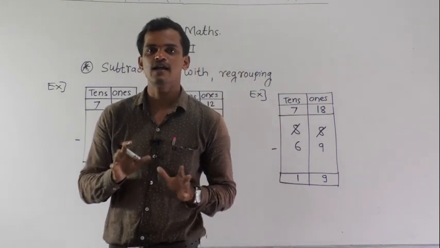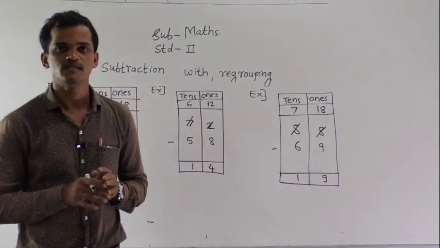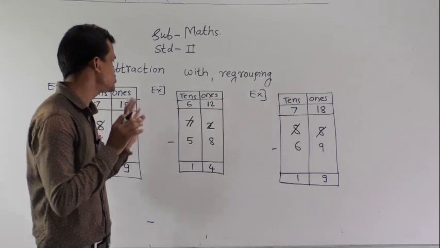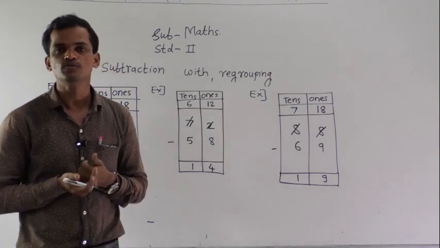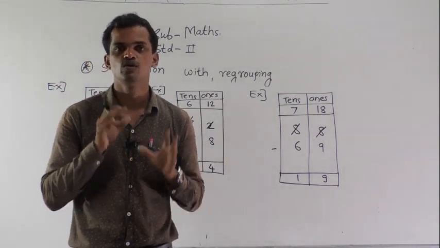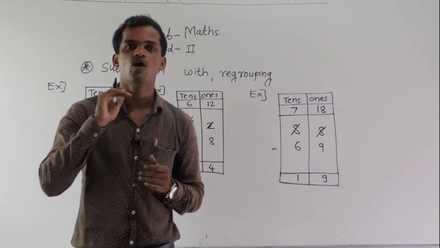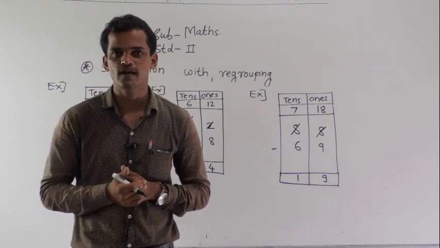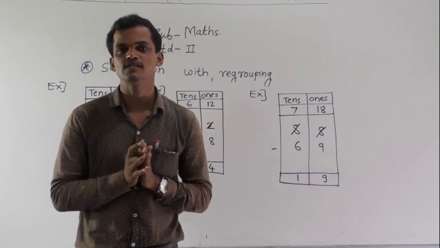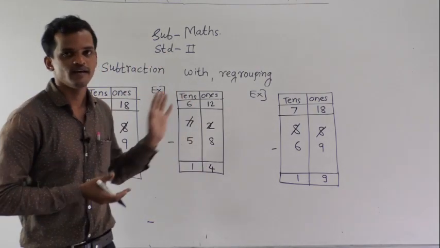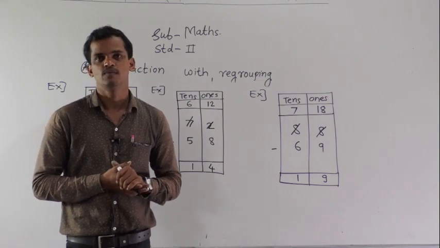These are very simple examples, but you should know how to regroup. You should know how many ones are equal to 1 ten, and how many tens are equal to 100. If you know these things, then it is very easy to solve these examples.